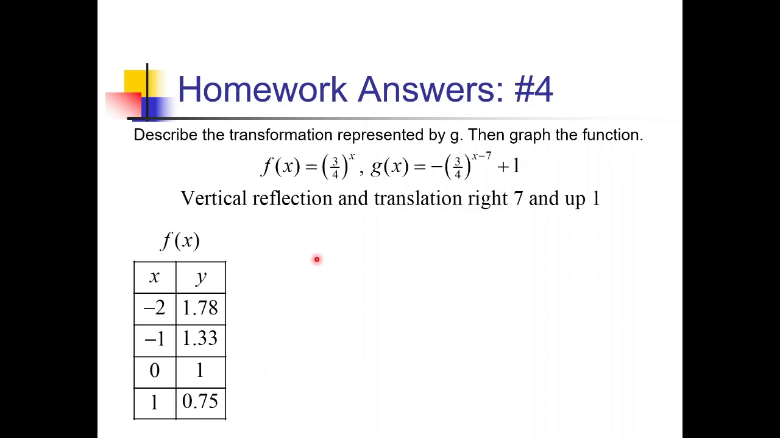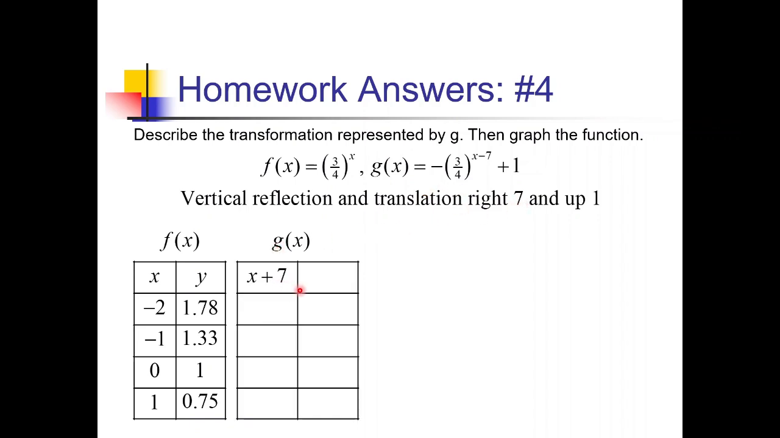So now for my g function, since I'm translating right 7, that means I have a new rule of x plus 7. And the vertical reflection in the up 1 means I'm going to need to do -y and then a +1. So let's add 7 to all our x values to start here. -2 plus 7 is 5, -1 plus 7 is 6, then we have 7 and 8. And now let's do -y plus 1 for all of these values.